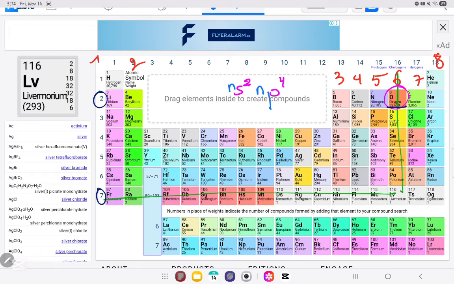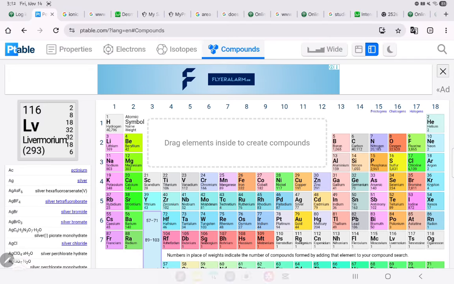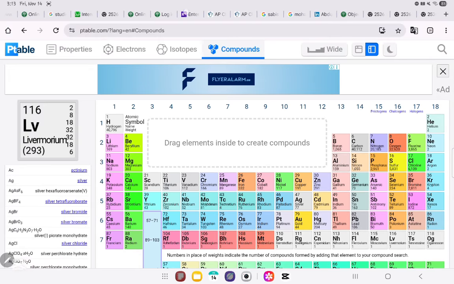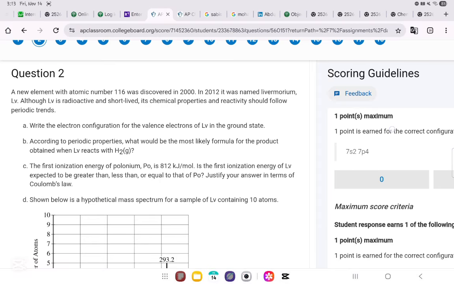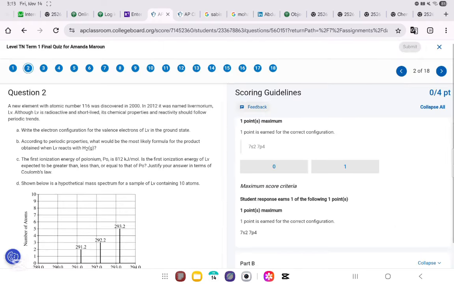Period 7. That means this would be 7s2, 7p4. Okay, that means my answer, if I go back to the AP classroom, is supposed to be 7s2, 7p4.